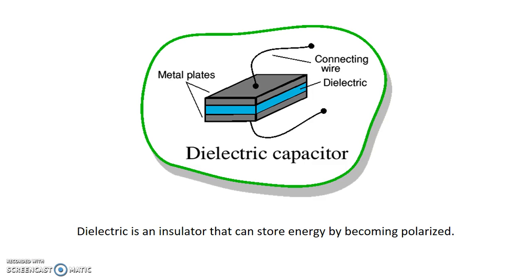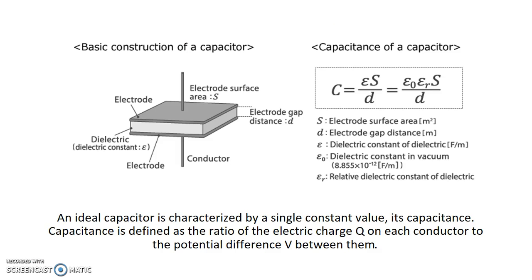Dielectric is an insulator that can store energy by becoming polarized. An ideal capacitor is characterized by a single constant value, its capacitance. Capacitance is defined as the ratio of electric charge Q on each conductor to the potential difference V between them.